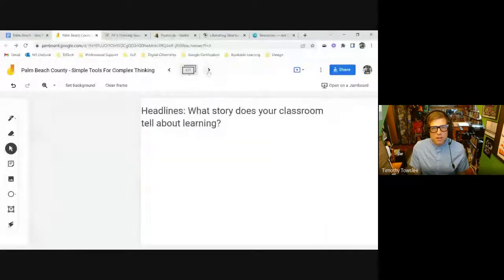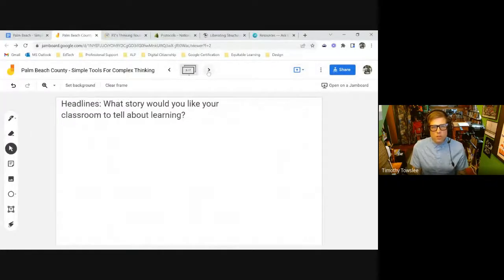So I'm going to reshare our Jamboard. Skip a few slides. So same format. What would you like your story, or what would you like your classroom to tell? What story would you like your classroom to tell about learning? So take a few moments, throw a sticky or two up there. And page 4 is exactly the same. So if we run out of room, we can move over there.